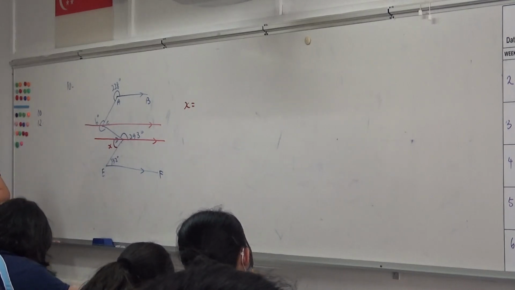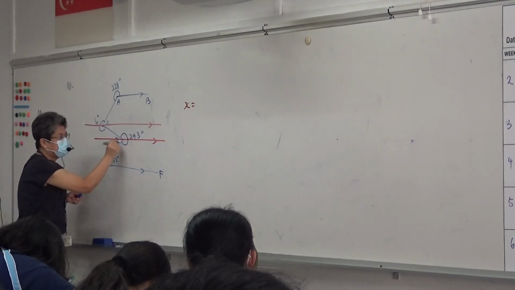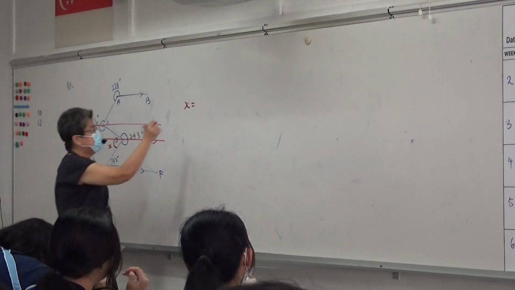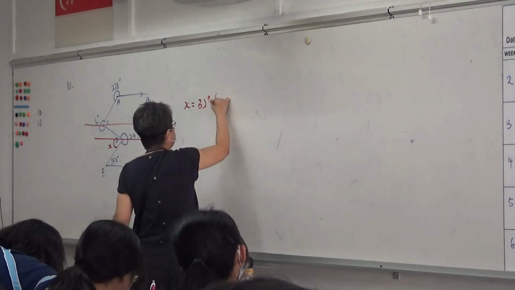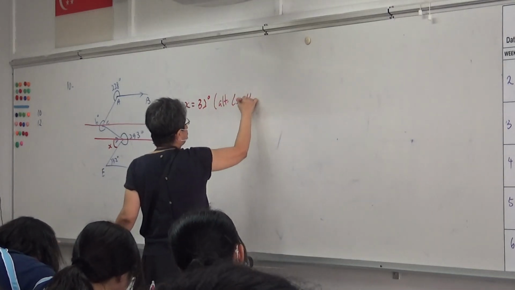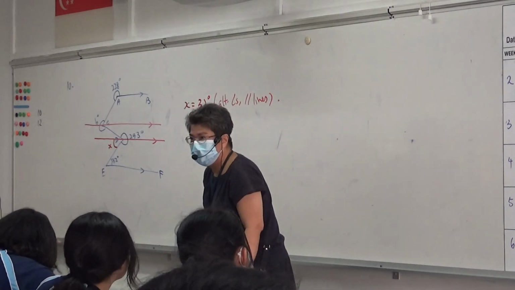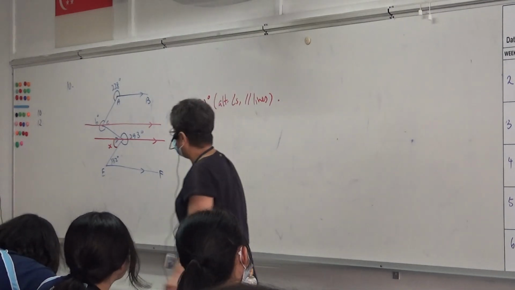Alright? So, let's find this x. How do we find this x? Can you tell me now? Which is what? 32 degrees. Alternate angles. Parallel lines, right? Correct? Yes or no? Okay.